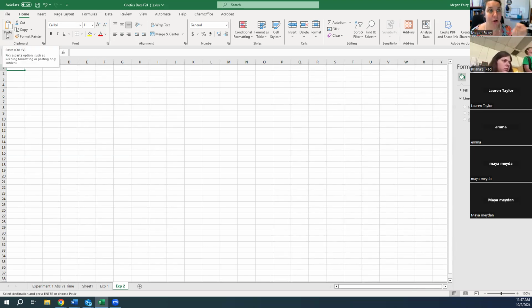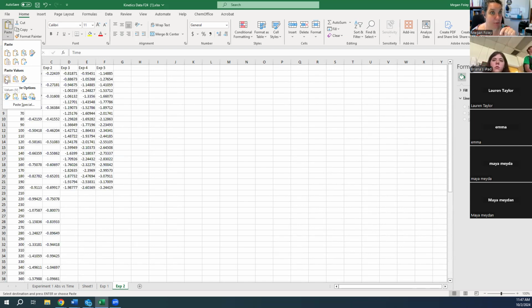Okay, now this is what we're going to do. We're going to go to paste up at the top, and we're going to go to paste values. So to clarify, we're using the new data that we've just made on that second chart. Uh-huh. And we're just copying all of it from experiment 1 to experiment 5. 1 through 5 all the way down to 600 seconds. Yep. Thank you. But you want to make sure you paste values.